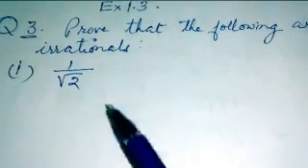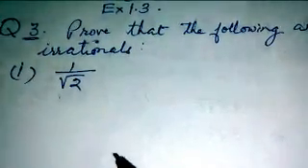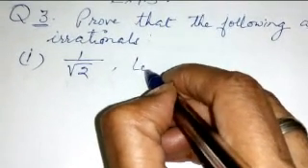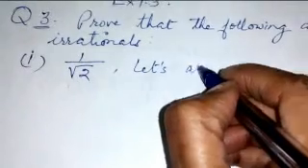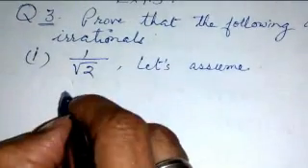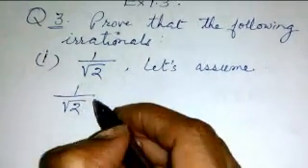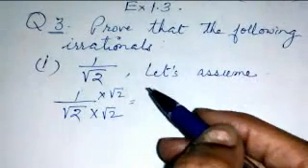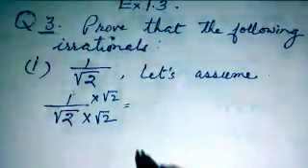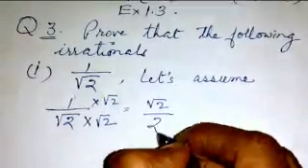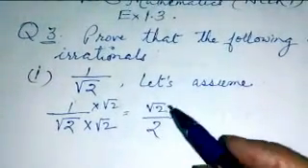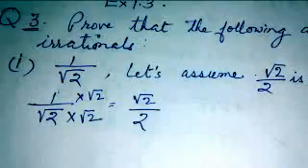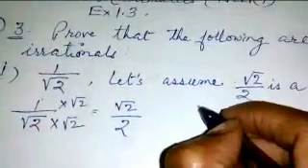Now this is question number 3. We have to show that this is an irrational number. So let's assume that... first of all, this can be rationalized: 1 by root 2. Rationalize the denominator. For that, multiply numerator and denominator by root 2, which gives root 2 by 2. This we have rationalized. Now let's assume that root 2 by 2 is a rational number.